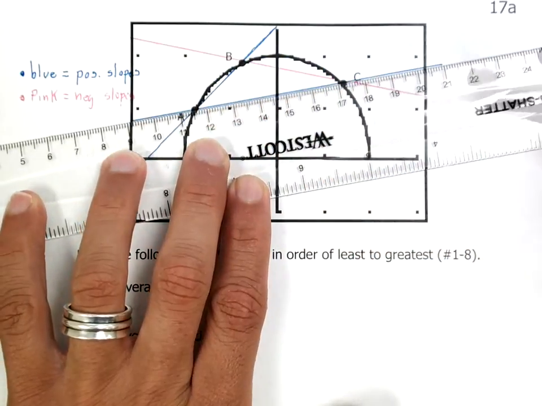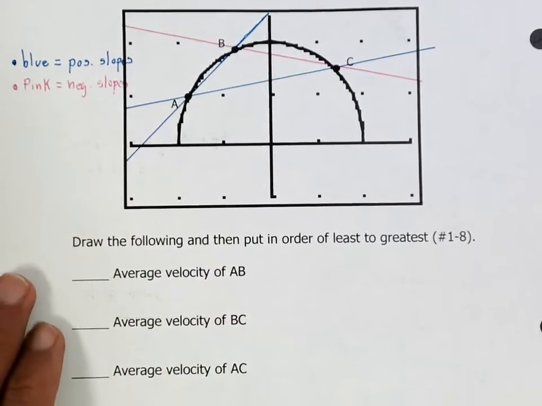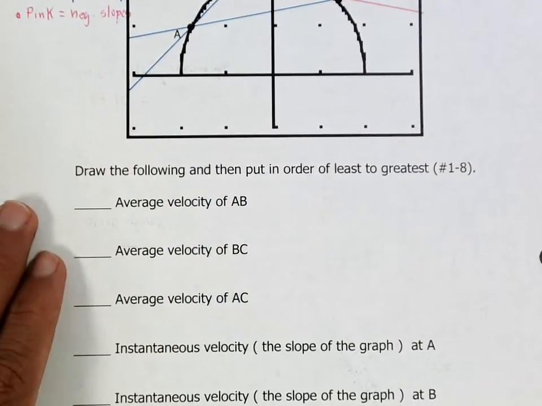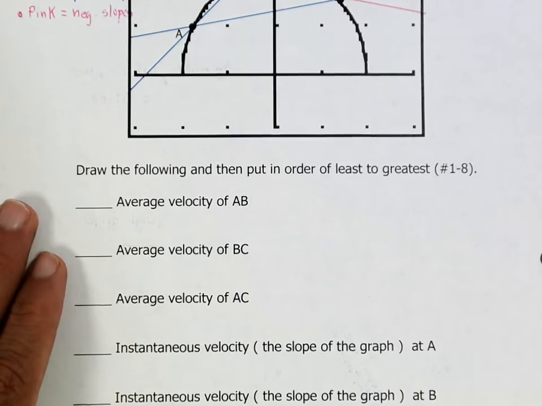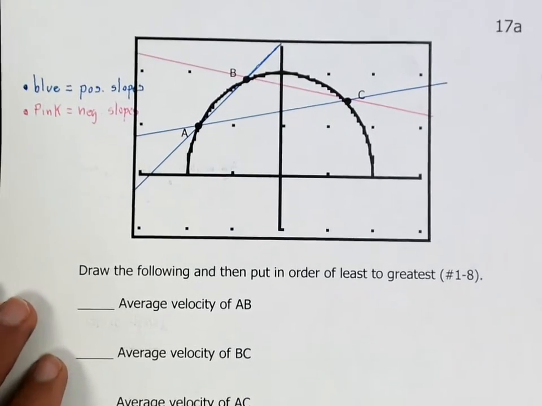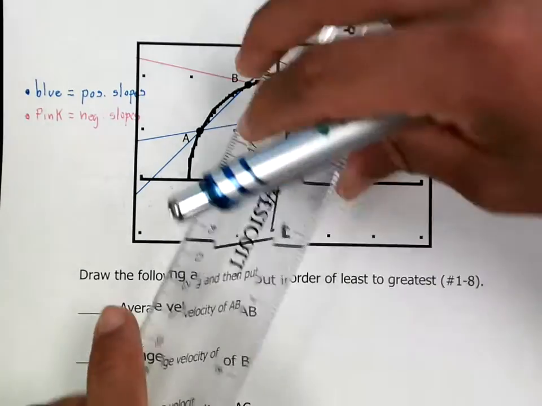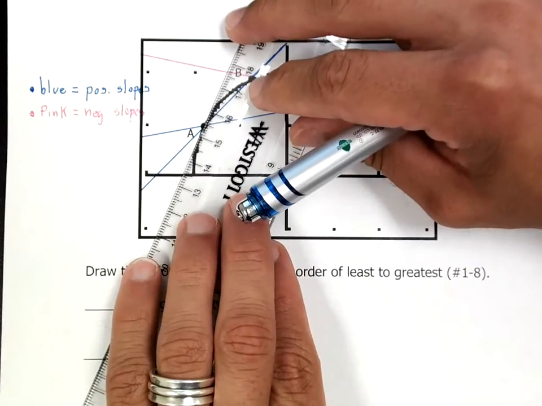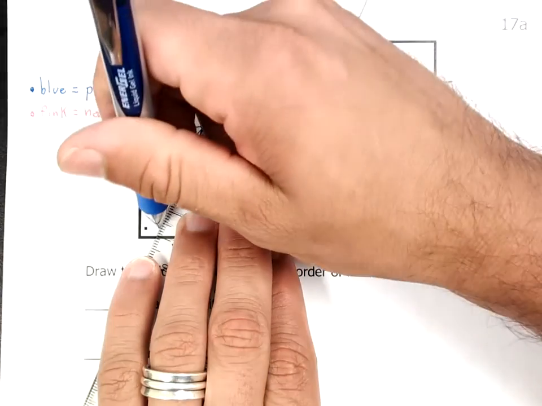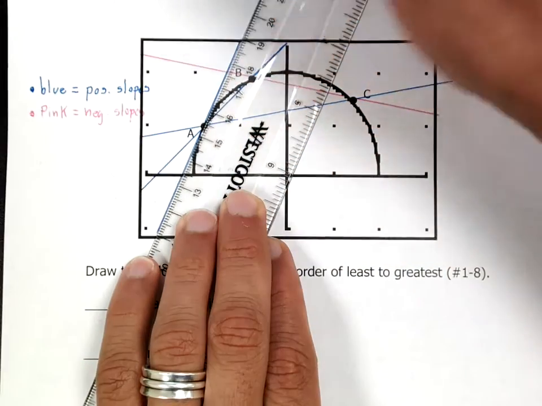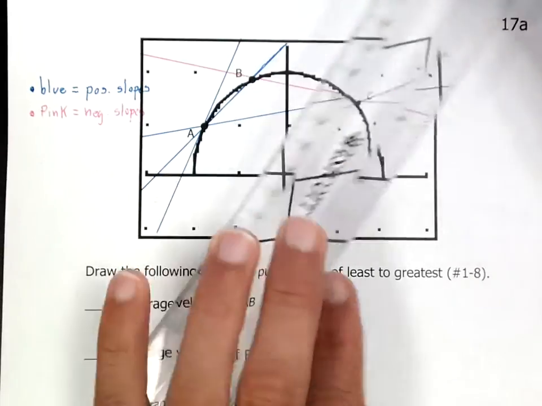All right, so that's BC. And if you keep reading right below, it says the instantaneous velocity at A, which is the slope of the graph at A. All right, so let's make sure we understand. We've got to draw a line that goes right through A. It only touches this function at one point.